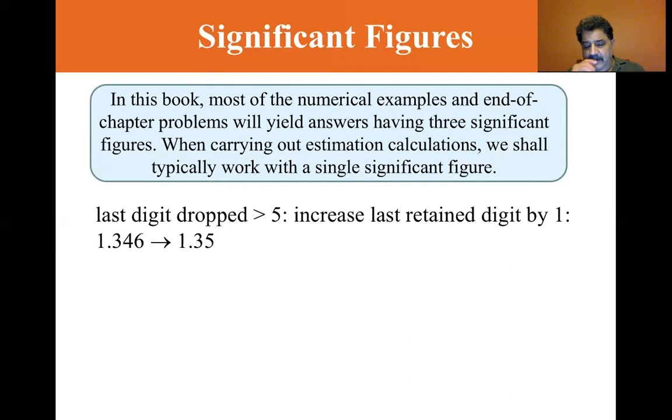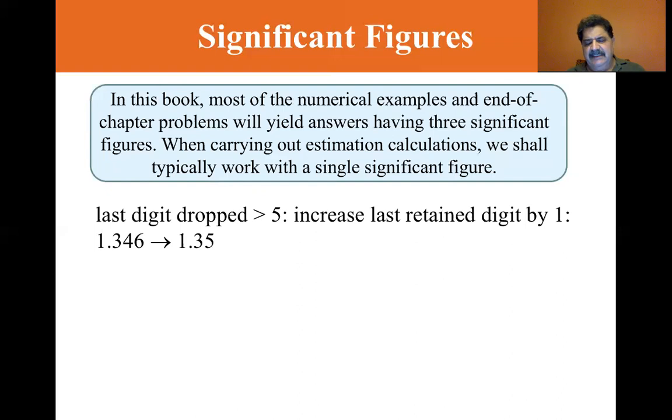And now let's talk about rounding. There's a new one for me in here, but we'll go ahead and listen to what the author has to say. General rule for rounding: if the last digit dropped is greater than 5, then you increase the last retained digit by 1. In other words, 1.346 becomes 1.35.